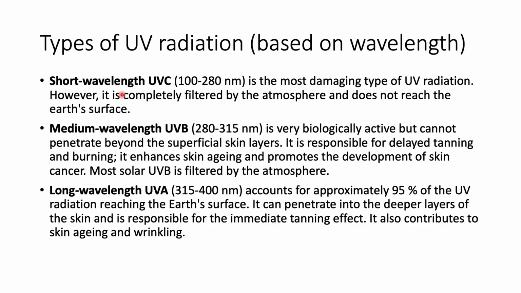Let us look at the different types of UV radiation based on wavelength. We have short wavelength called UVC. This is 100 to 280 nanometers. It is the most damaging type of UV radiation. It is completely filtered by the atmosphere and does not reach the Earth's surface, so we are perfectly fine.